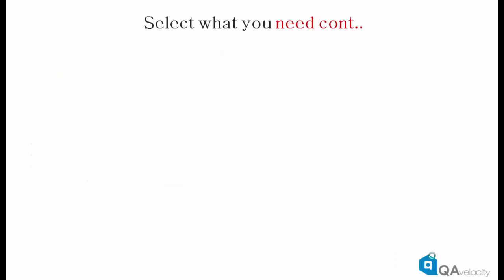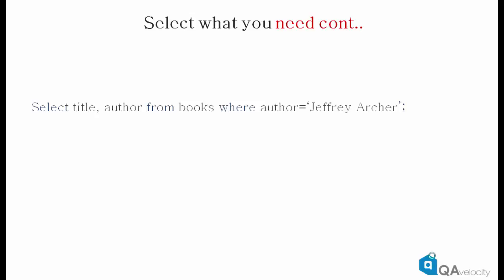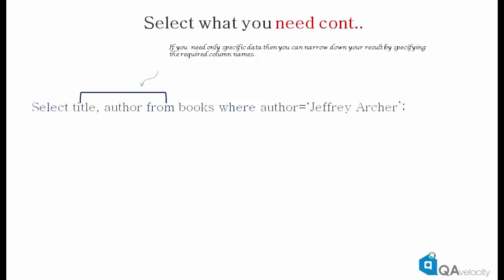So star shows all the columns of a table. Is there any way where we can only get the columns that we actually require? Yes, of course, you can just write the names of the columns which you want to show in your result. Here in our query, we have retrieved the title and author from the books table, and in our result, we will only get the columns which we have mentioned in select.